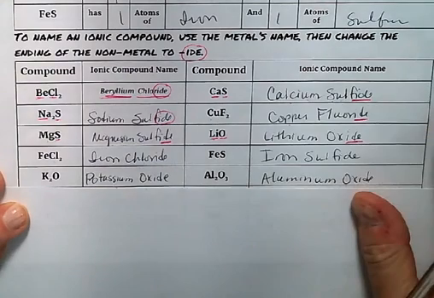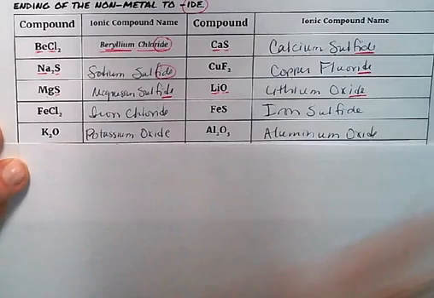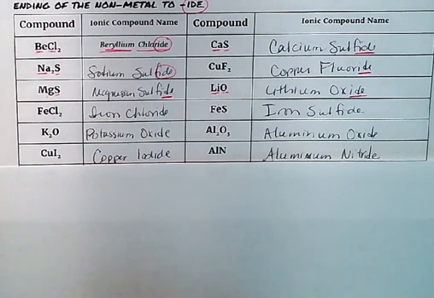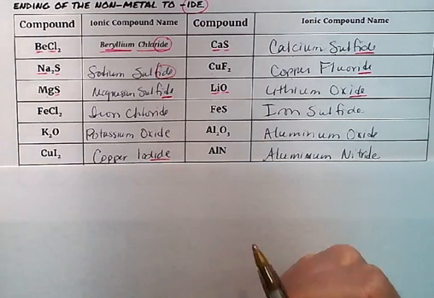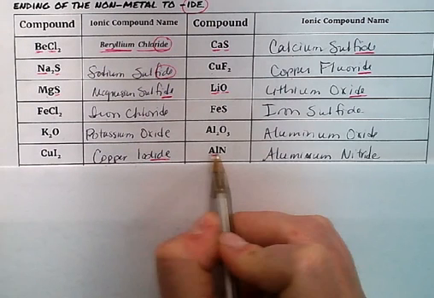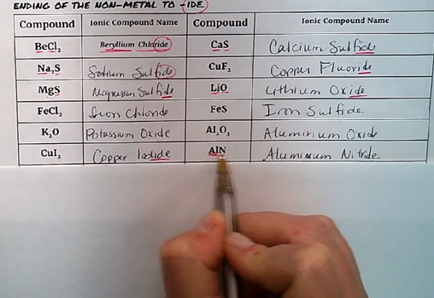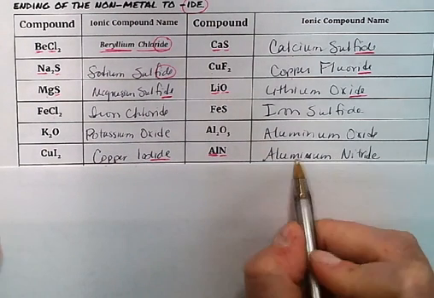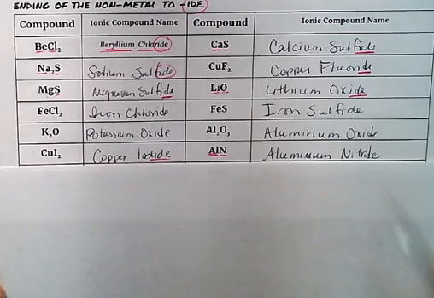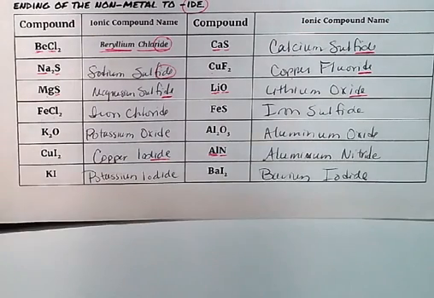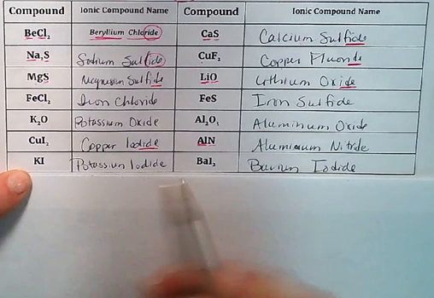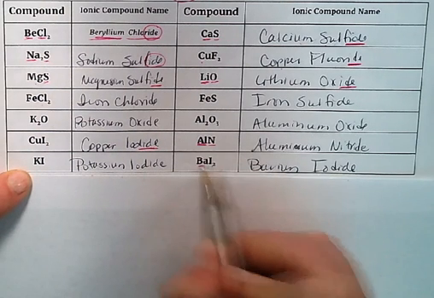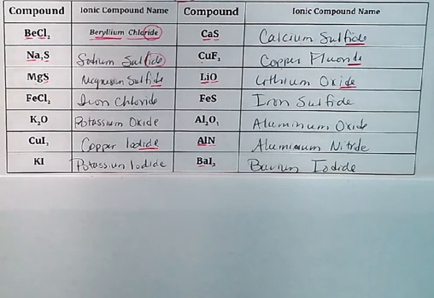Aluminum and oxygen become aluminum oxide. Copper and iodine become copper iodide. That's a weird one, iodide. Aluminum, this one looks funny, but it's aluminum, Al, and N, which is nitrogen, become aluminum nitride. Okay, so that's the way that we name them. Oh, we got a couple more. Oops, almost missed them. All right, KI, potassium iodide, and then BaI2 is barium iodide. Okay, we're just naming those, and very, very similar pattern all the way through.